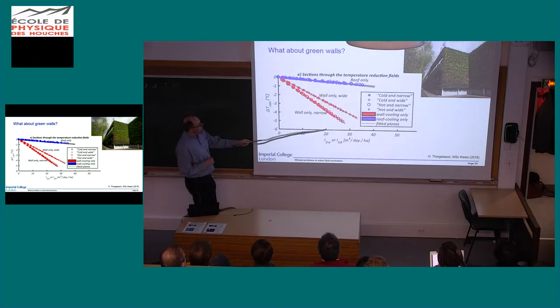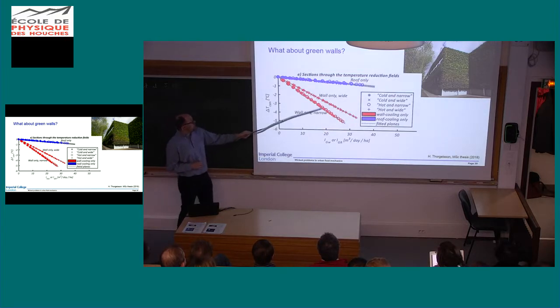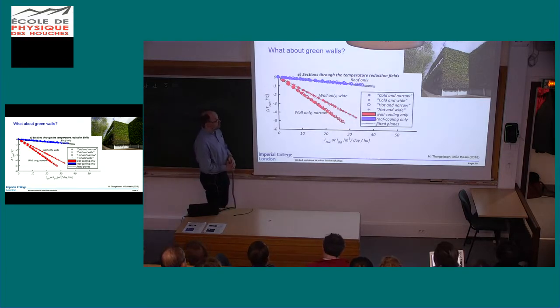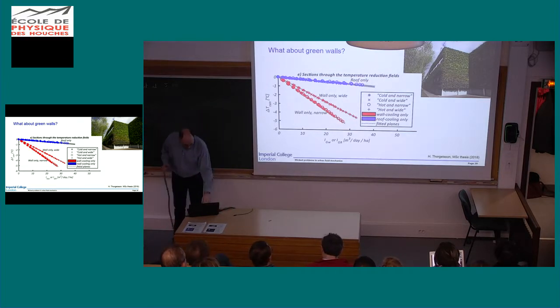But if you take 20 as an answer, then this would cool about, well, not even 1 degree when you use a green roof. But if you put the green walls inside the canyon, you can get as much as 3 or even 4 degrees cooling. Yeah, so this is a much better way if you want to keep your streets cool.